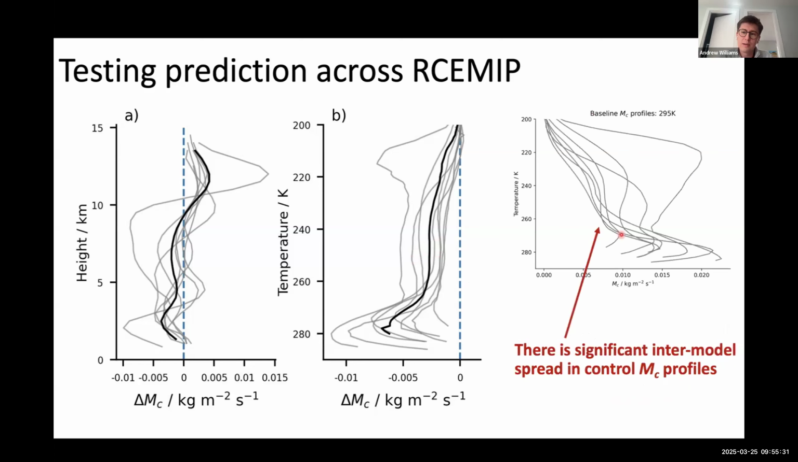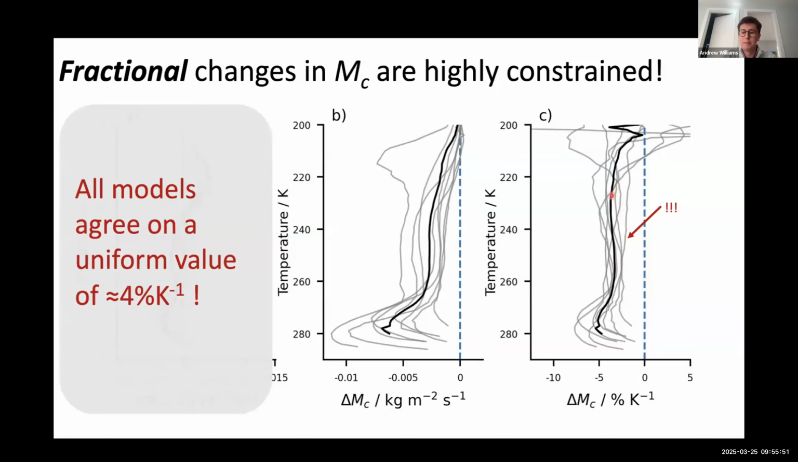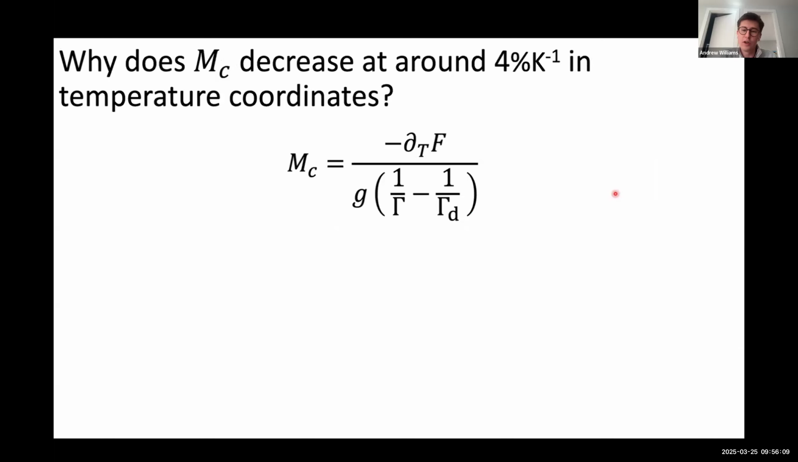And it turns out that a lot of this spread is coming because these models disagree on the baseline profile of convective mass flux before any warming has happened. So now, rather than looking at absolute changes, let's normalize by this and look at fractional changes. And what you find is that fractional changes across all of these simulations are very highly constrained. And these RC-EMIP simulations, although they agree on almost nothing else, like convective aggregation and relative humidity are all over the place, it seems like they can agree on convective mass fluxes decreasing by about 4% per Kelvin in temperature coordinates.